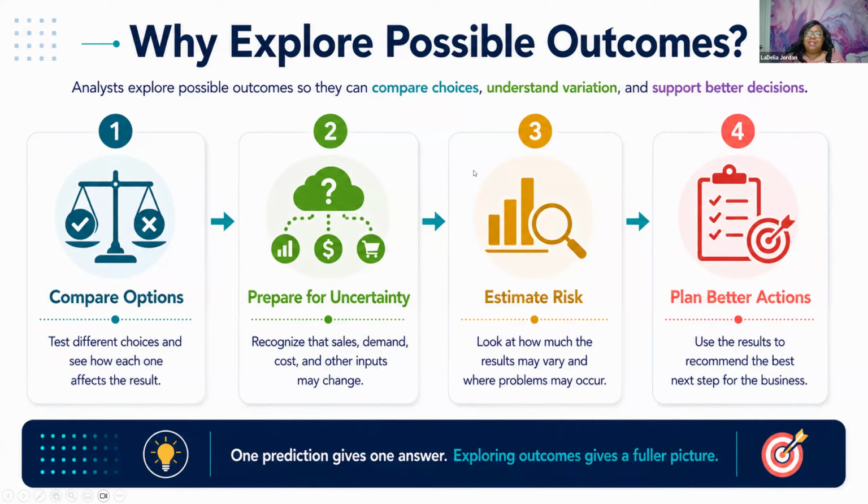And then the third reason is risk. Managers need to understand how widely results could vary and whether low outcomes are possible. And then the last reason is action. The analysis should lead to a recommendation or help someone decide what to do next. And remember, one prediction gives us one expected result. Exploring possible outcomes gives us a fuller picture of the decision.